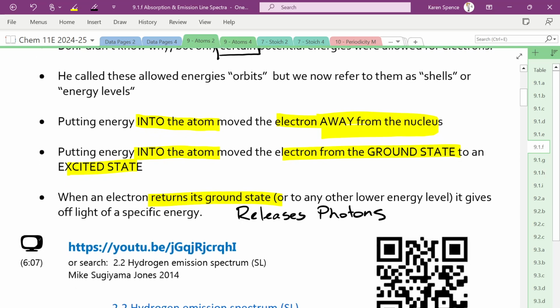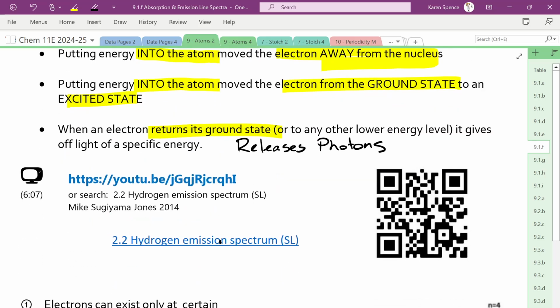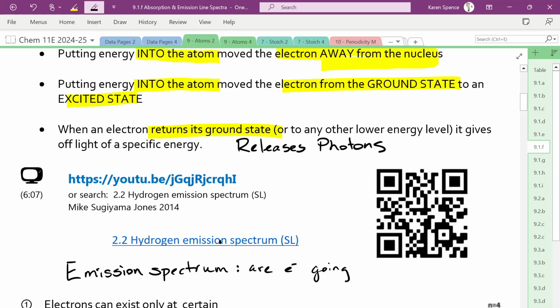Okay, so we are now going to watch something about emission spectrum. Are we talking about electrons bumping up, or are we talking about electrons falling down, if we have an emission spectrum? Have a chat with your neighbor. Are the electrons going up or down?